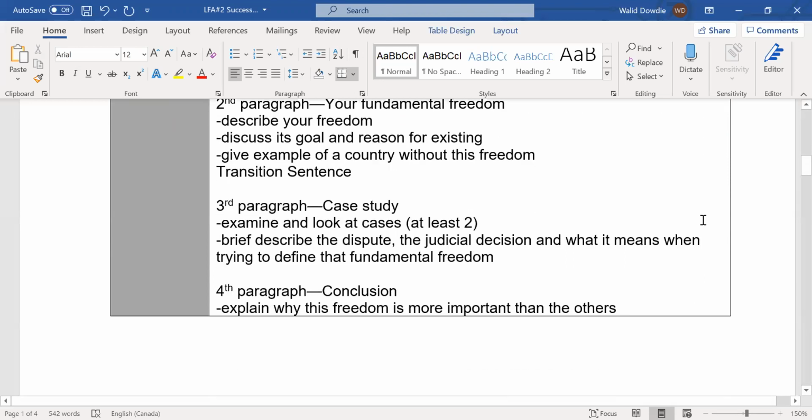Third paragraph, case study. Just examine the book and look at cases, at least 2. You describe the dispute, the judicial decision, and what means made it when trying to determine that fundamental freedom. So basically, even when you look at the cases, it's already described to you what happened, what the decision was, why the judges made the decision. It says at least two, which means study at least two, but you only need one case study for your actual essay.